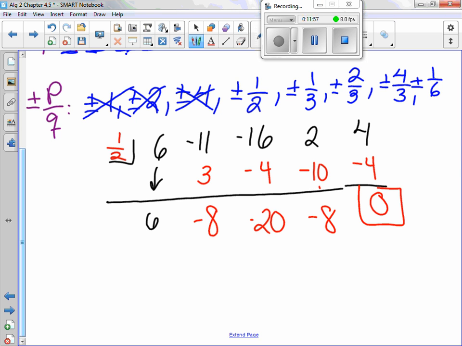Two and 2/3, maybe. 4/3. So let's look back at the graph and see what it has. Yes.